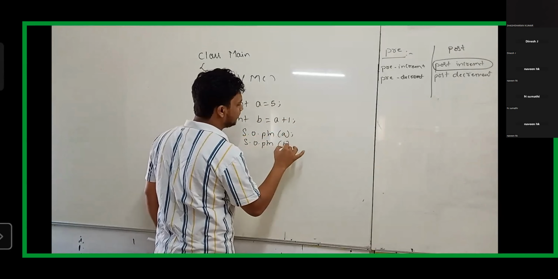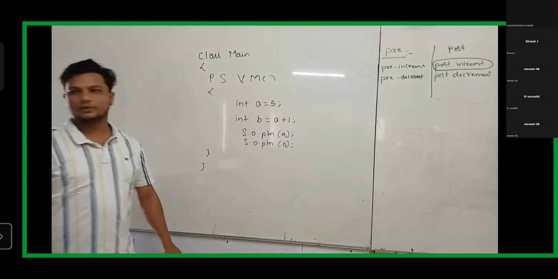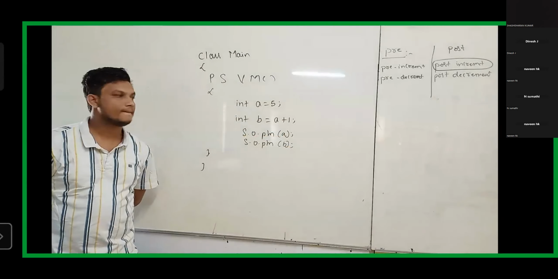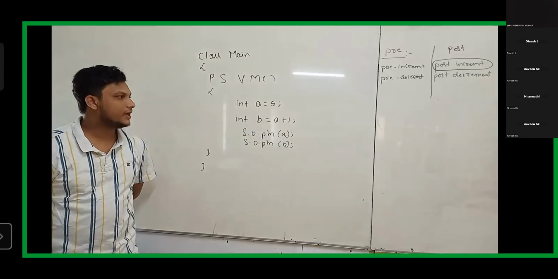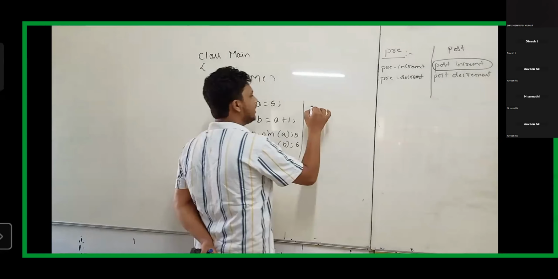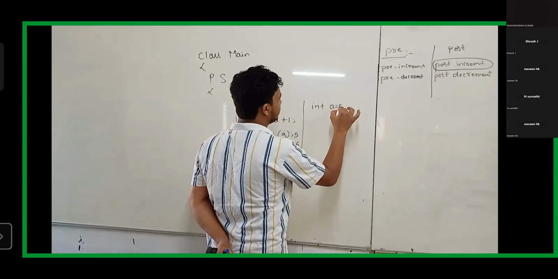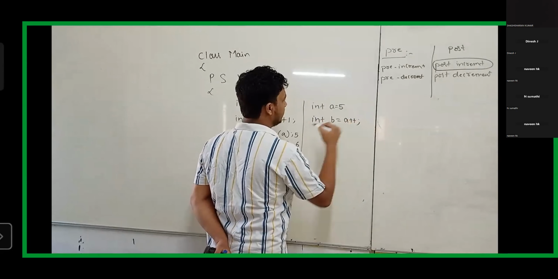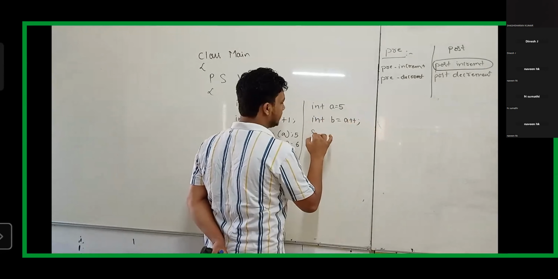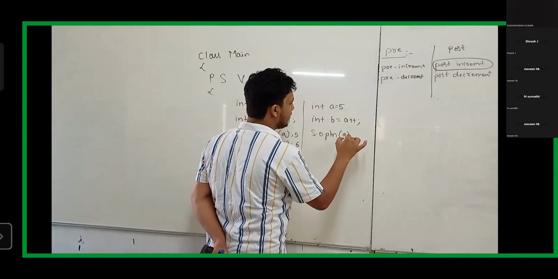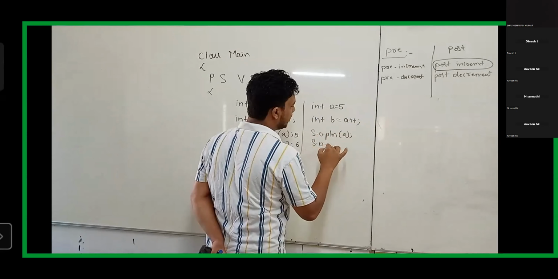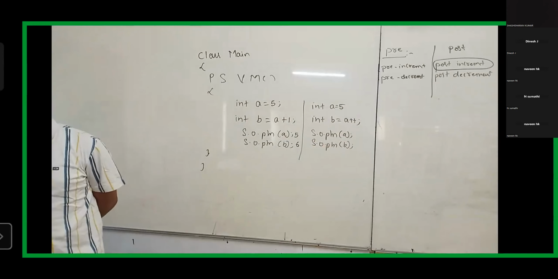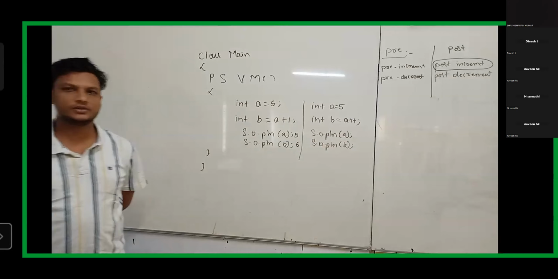Now, what is the output of this one? This is a normal operation. What is the output of this program? a is 5, b is 6. This is your answer. Now similarly, if I write int a = 5 and int b = a++, and then print the value of a and the value of b, what is the output? Same: a is 5, b is 6.